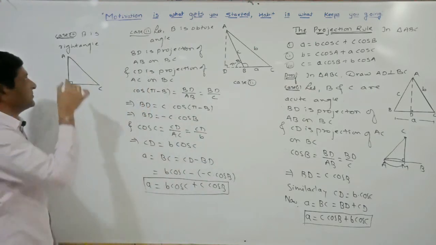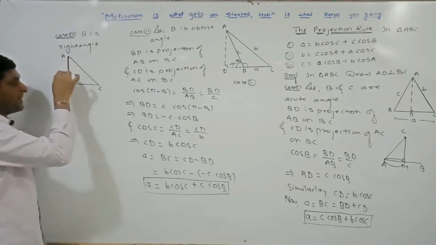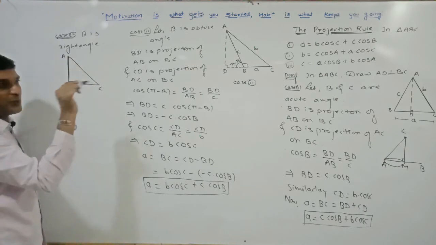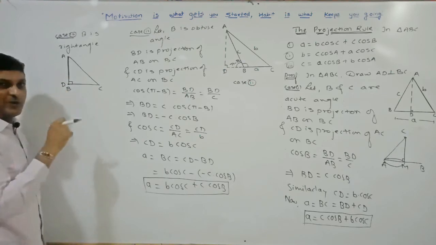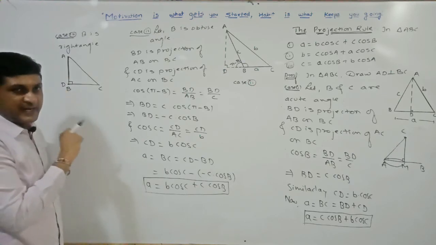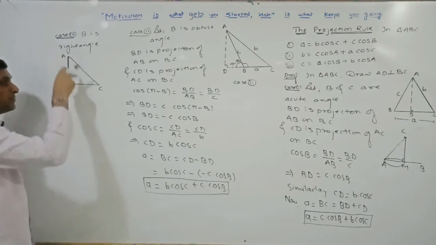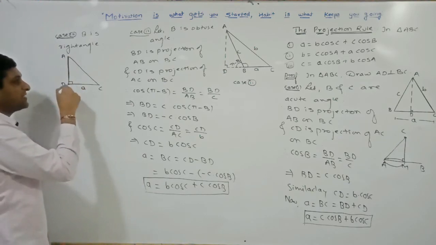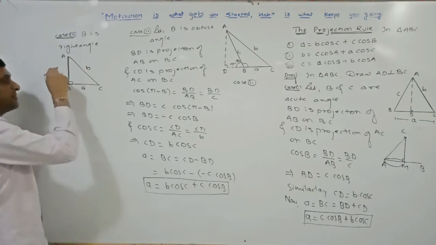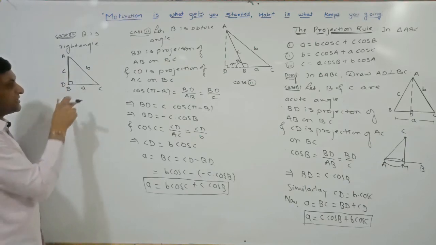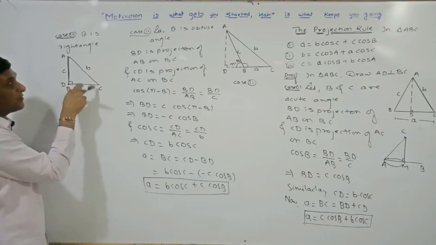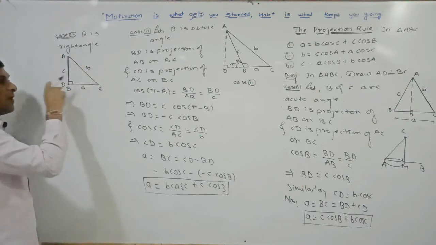perpendicular to BC, meaning from this vertex A, draw a perpendicular on BC, and that foot of perpendicular we have denoted by D. Means B and D coincide with each other in the case of a right angle triangle. We know that the side opposite to angle A we denote by a, the side opposite to angle B by b, the side opposite to angle C by small c. Now here we can observe that this BC is the projection of this AC on BC.